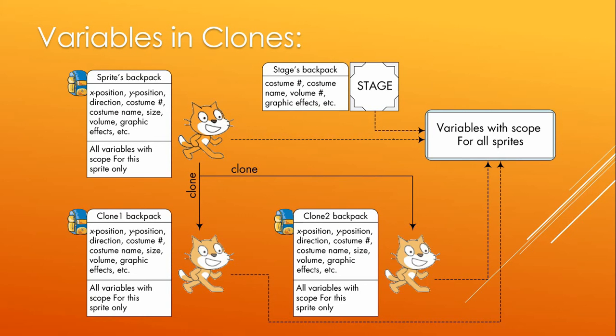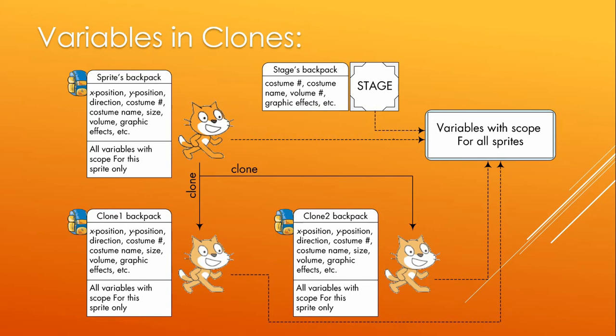Now let's just quickly look at how variables work in clones. Okay, this looks like a lot of information, but it's pretty simple. Every sprite comes with predefined variables. You've been using them up until now, but maybe just not aware of it. Every sprite comes with its own X and Y position, its direction, the costume number it's on, costume names, the size of the sprite, maybe we can make sprites bigger or smaller, and all other variables that go with the sprite. These are variables which come as standard with sprites.